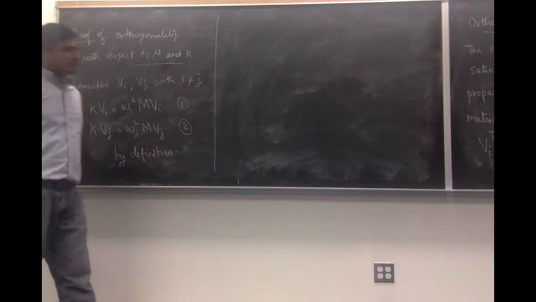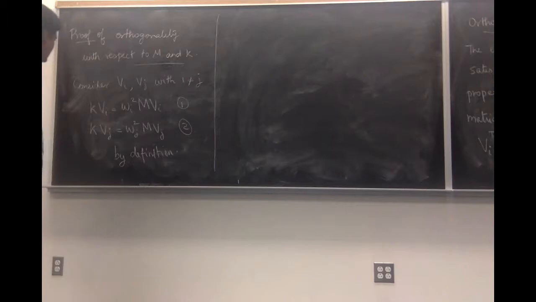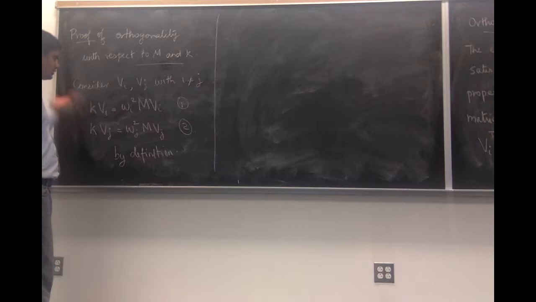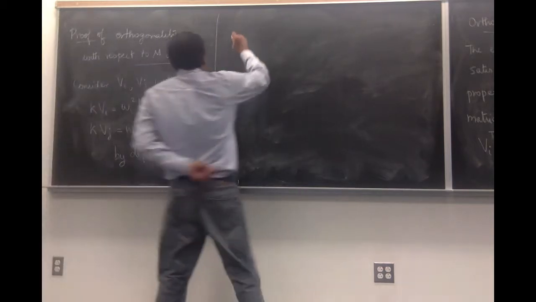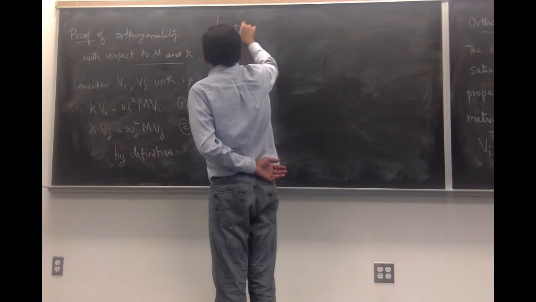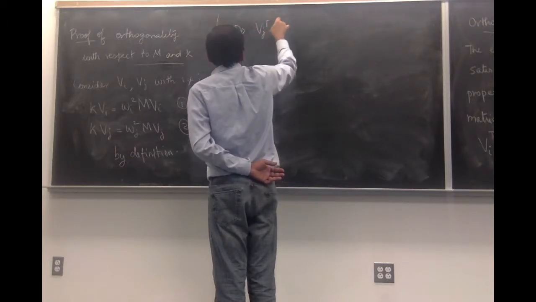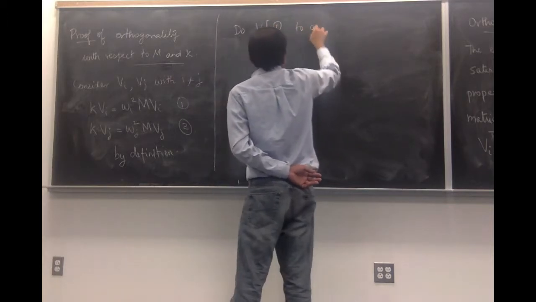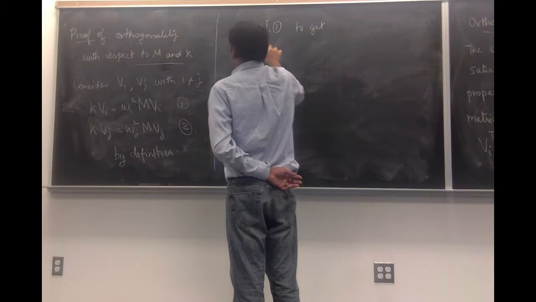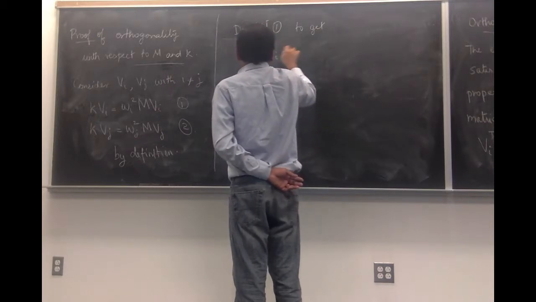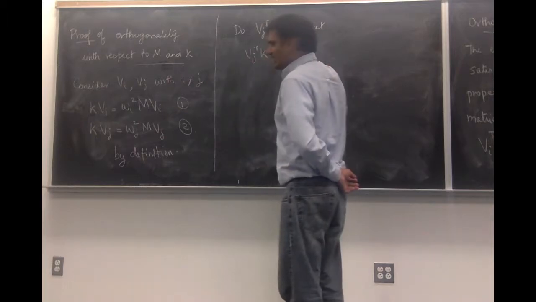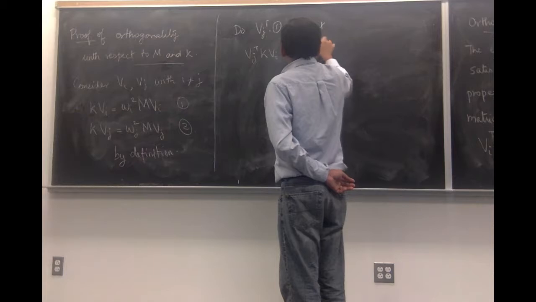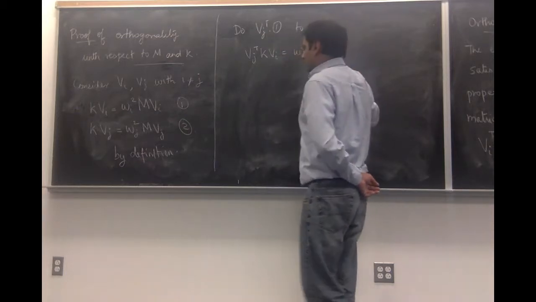Next, we want to prove orthogonality. In other words, we want to say Vj transpose kvi equals 0. So we want an expression that looks like Vj transpose kvi. So let's multiply these equations by the appropriate things so that we get those expressions. Let me just do Vj transpose times equation 1 to get Vj transpose kvi equals omega i square, which is just a scalar, so it can go outside, Vj transpose m vi. That's equation number 3.